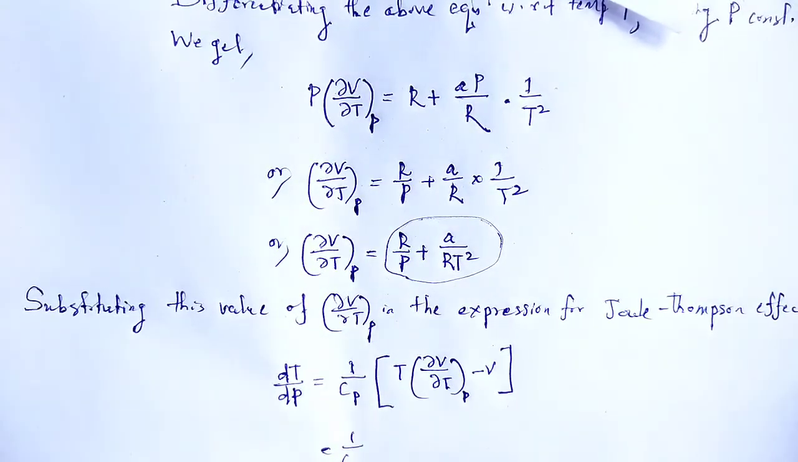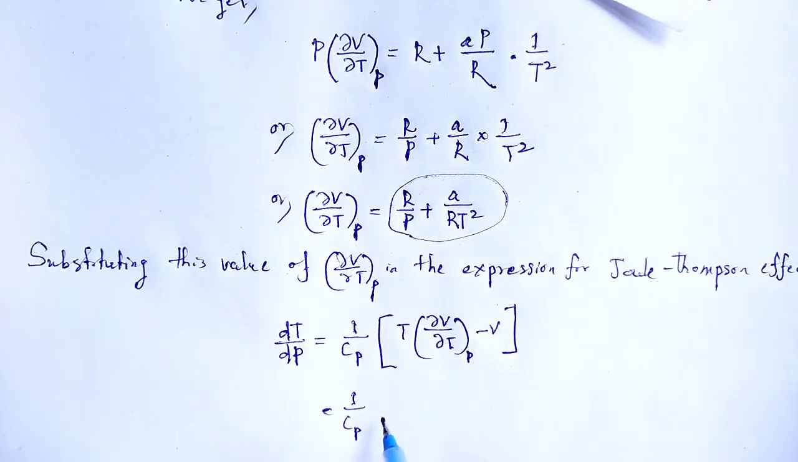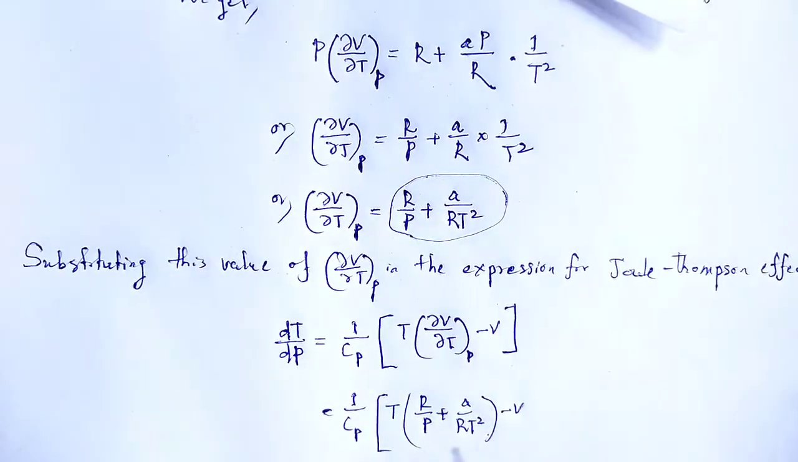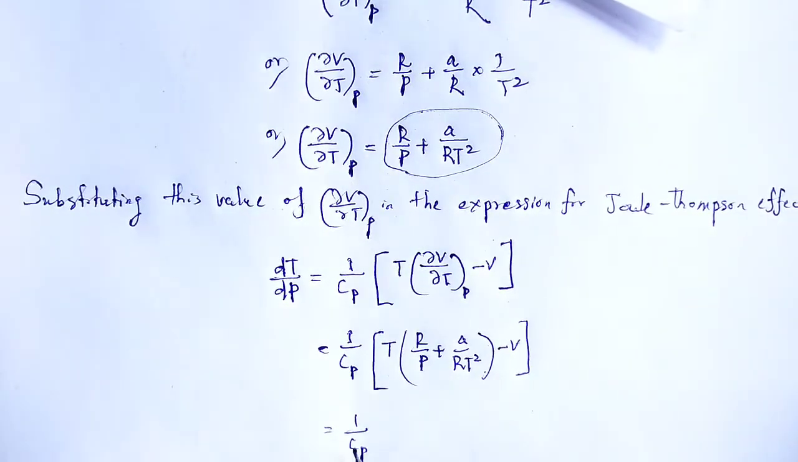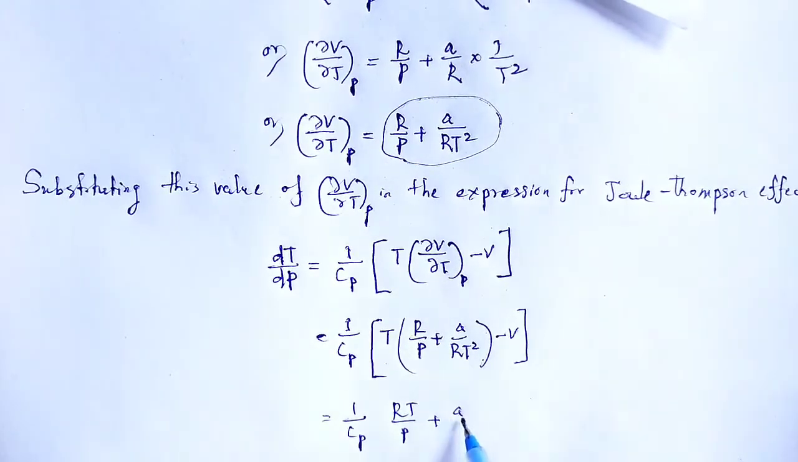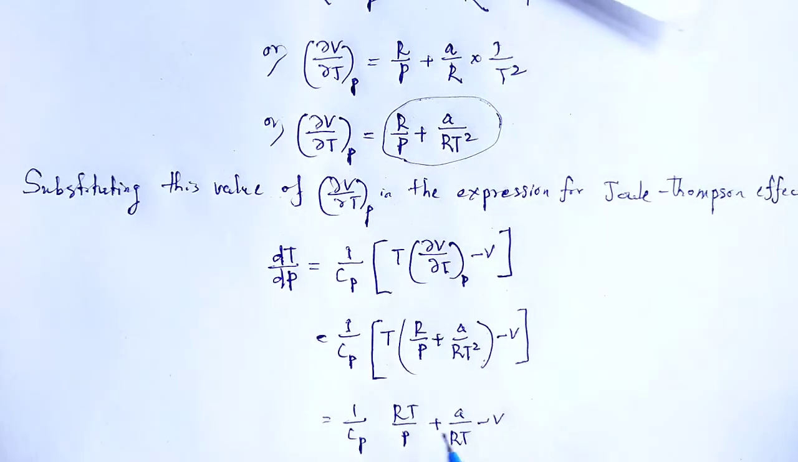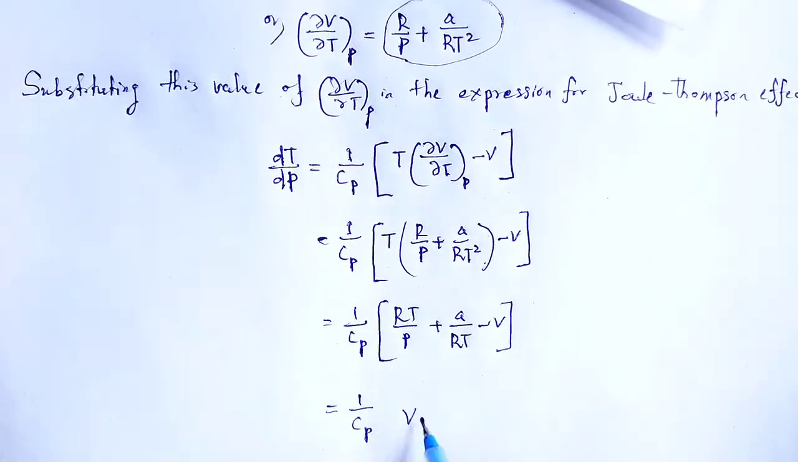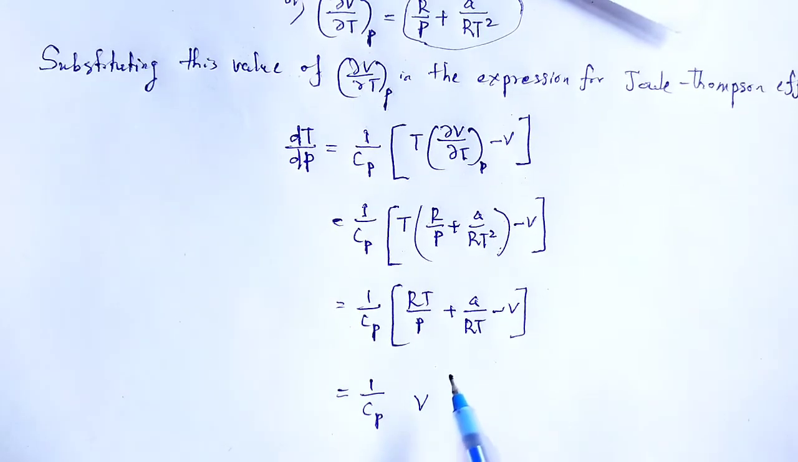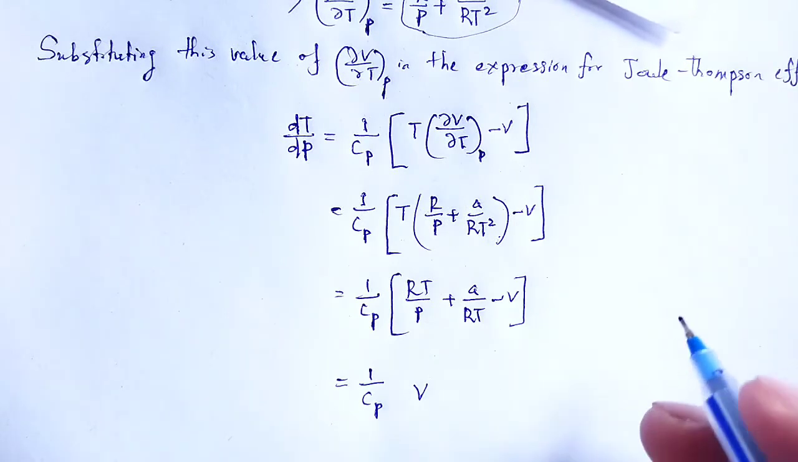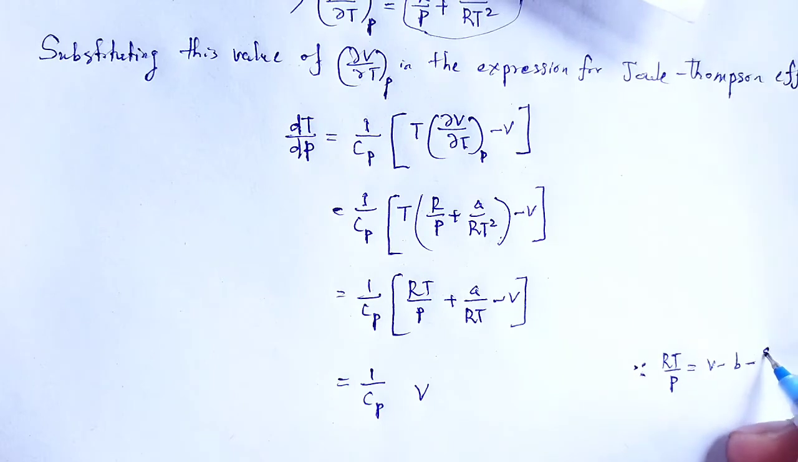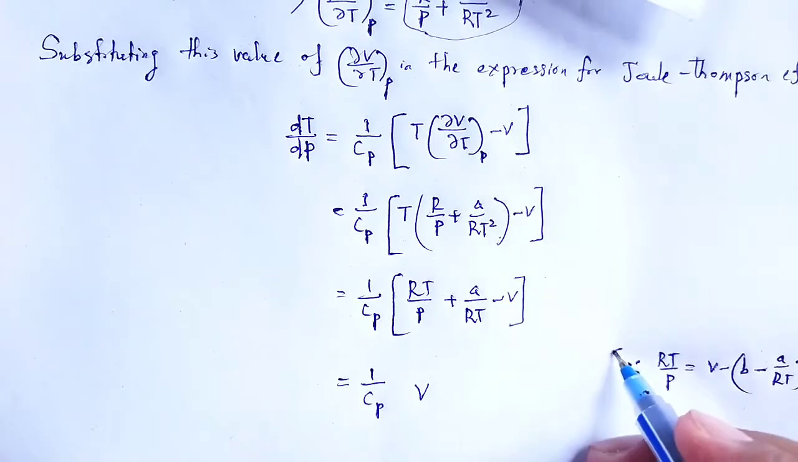So, we have 1 by Cp, T into R by P plus A by RT square, minus B, is equal to 1 by Cp, RT by P plus A by RT, 1 T cancel out, minus B, is equal to 1 by Cp, RT by P, that is V, sorry, here we take RT by P as V. As we write here, RT by P is equal to V minus B whole into B minus A by RT from Van der Waals gas equation.